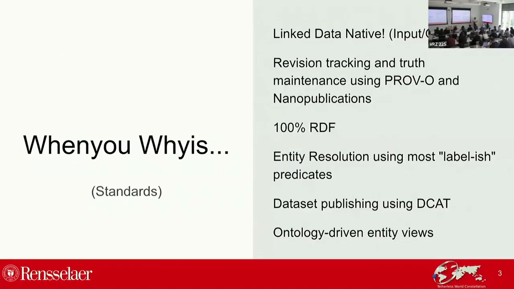And we can actually perform entity resolution using, as I call them, labelish properties that are out there, of which there are a number. We can publish data sets using DCAT. And we can create views based on the ontologies that we load into the knowledge graph. So when we say, hey, this is a DCAT data set, let's make a view for data sets and have that be a way to render the view for it.